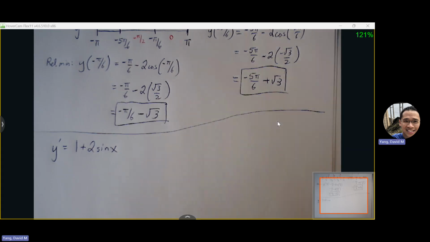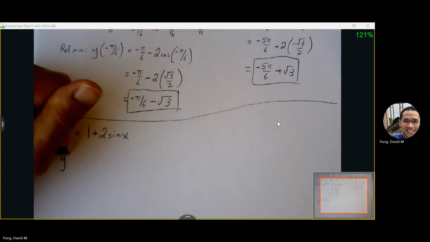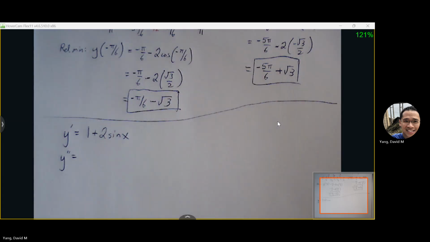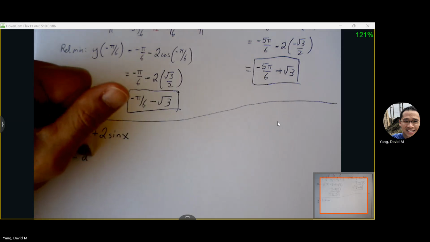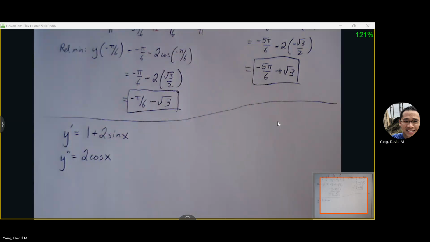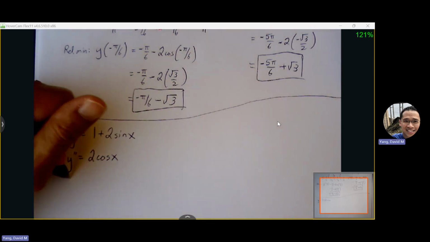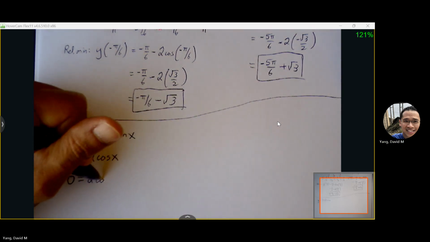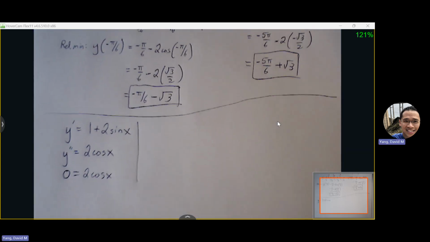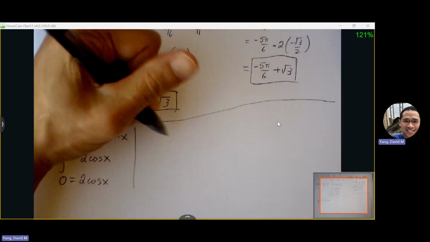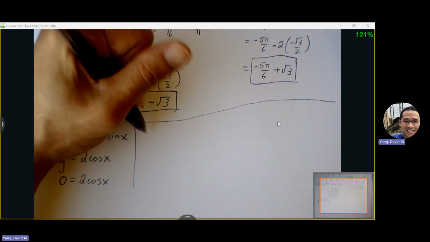Okay, so second derivative. Sine becomes cosine. 1 goes to 0. Set second derivative equal to 0. Okay, we ask where is cosine equal to 0? Cosine is equal to 0 at pi over 2 and 3 pi over 2.